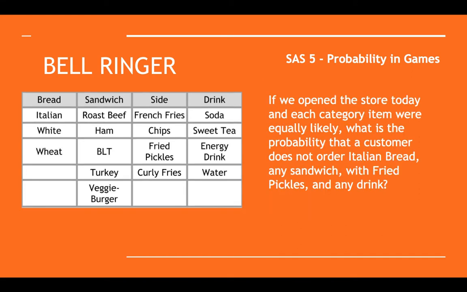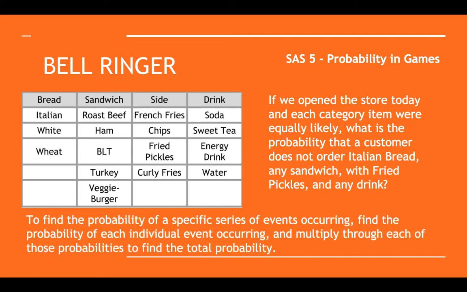Makes sense, right? So if we open the store today and each category item were equally likely, what is the probability the customer does not order Italian bread, any sandwich with fried pickles, and any drink? Okay. So this is review, obviously, from SAS 4, All-American Bistro, or All-American Breakfast, but this is a different kind of menu board. To find the probability of a specific series of events occurring, you find the probability of each individual event occurring and multiply through each of those probabilities to find the total probability.